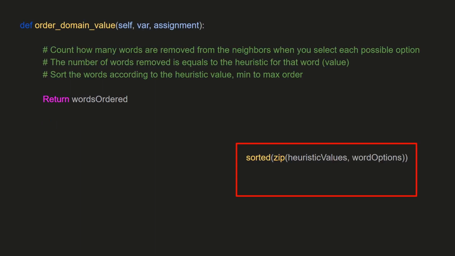Then we have the order domain values. We count how many words are removed from the neighbors when you select each possible option. Then the number of words removed is equal to the heuristic for that word. Let's say the heuristic value. And then we sort the words according to the heuristic value from min value to max order. And we just return the words. Using the sorted zip from Python is very useful.